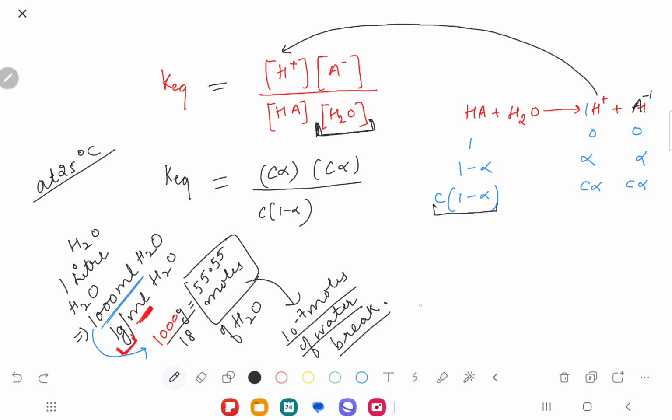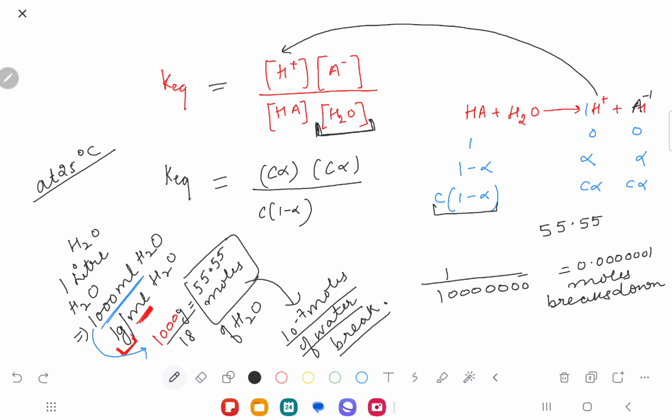So this is a very, very low concentration. 10 raised to power minus 7 is 1 upon 1, 2, 3, 4, 5, 6, 7. And that would mean 0.0000001 moles breaks down, isn't it? And this is a very, very small value with regards to 55.55. So how much of water is left? You would say 55.55 minus 0.0000001. That would amount to 55.5444449, isn't it?